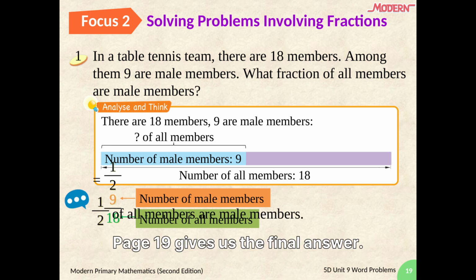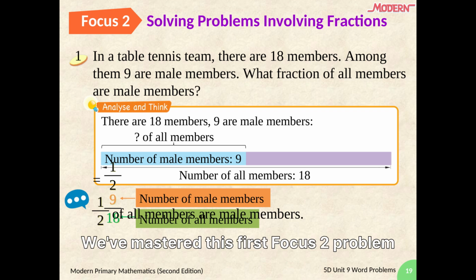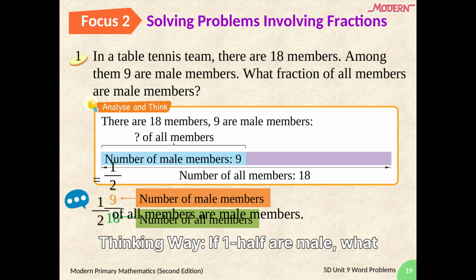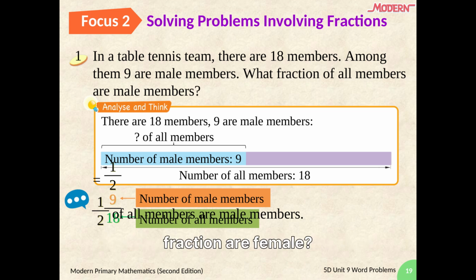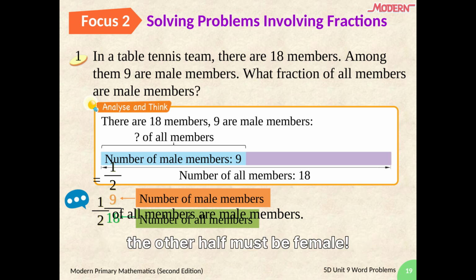Page 19 gives us the final answer. 1/2 of all members are male members. We've mastered this first Focus 2 problem together. Well done. Thinking way: if 1/2 are male, what fraction are female? Since 1/2 plus 1/2 equals a whole, the other half must be female. Simple, right?